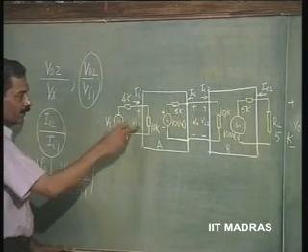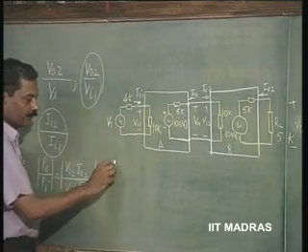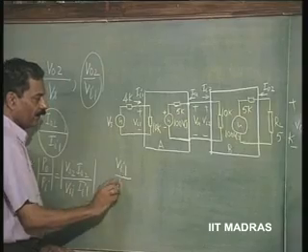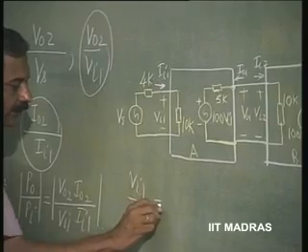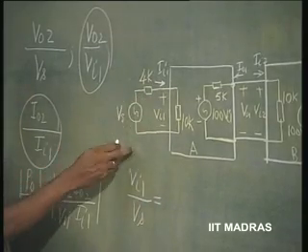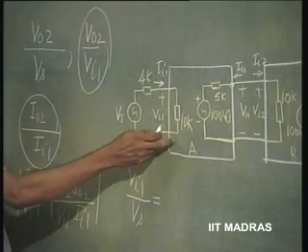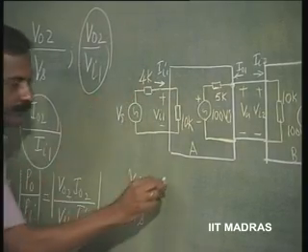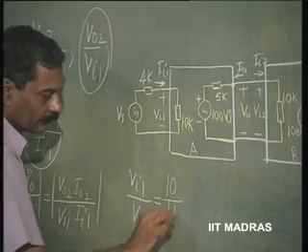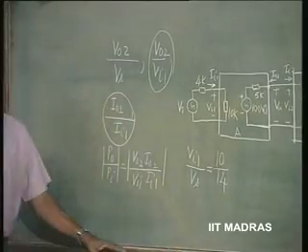First let us go from here. Vi1 divided by Vs. What is it? Vi1 divided by Vs is 10 divided by 10 plus 4, that is already evaluated.